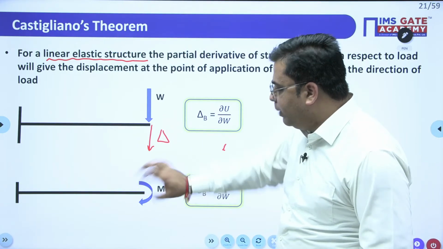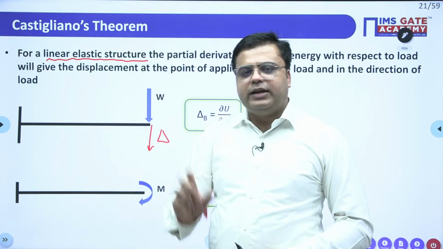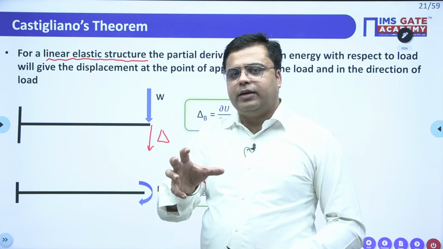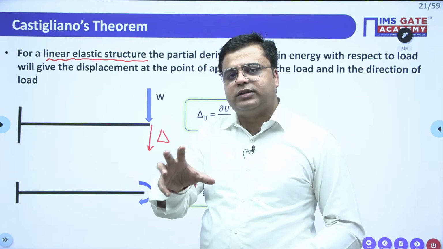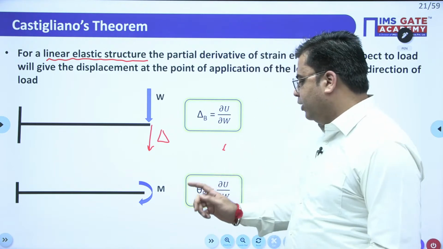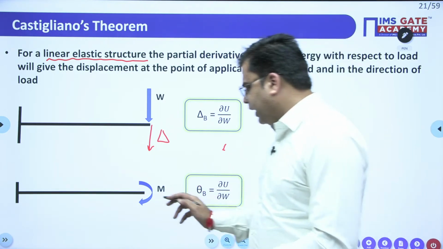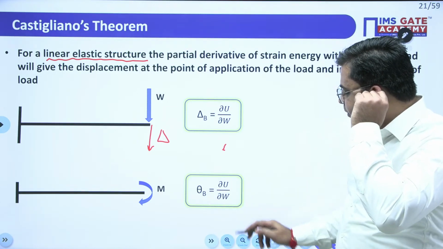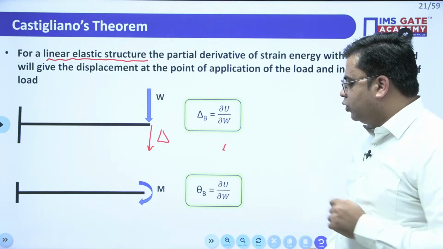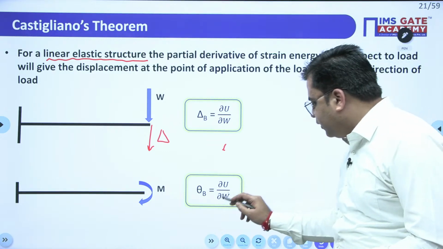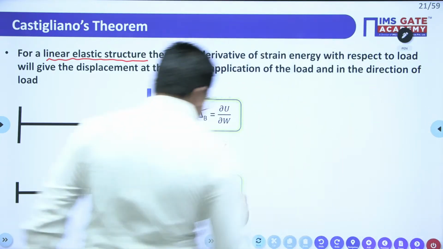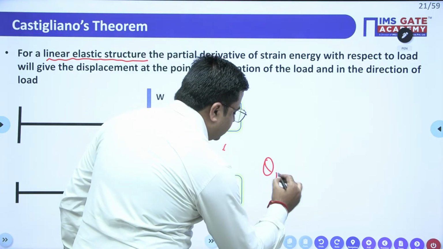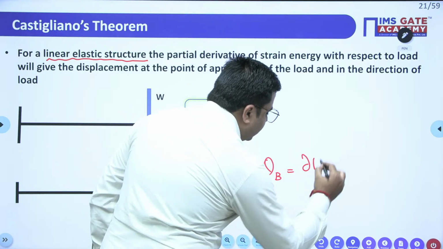Similarly, if any moment is applied, it is going to rotate the member. So the deformation occurring due to this moment will be a rotational deformation. The value of this rotational deformation theta b can be simply calculated by partially differentiating the total strain energy of the medium, not with respect to W. I'll just correct this expression: theta b is equal to del U by del M.